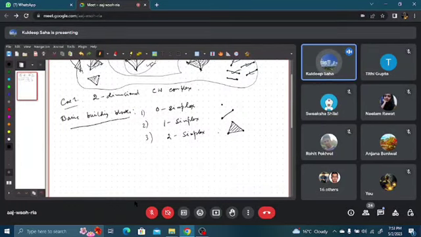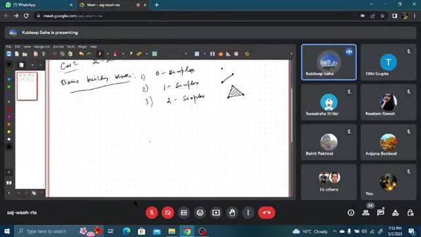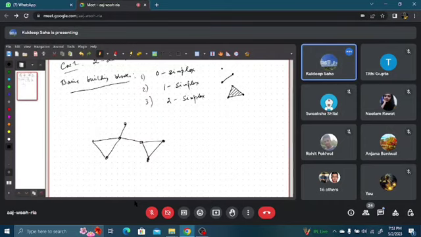Some other examples: now I can go on doing this. I can always start with a graph, and I can go on doing this.